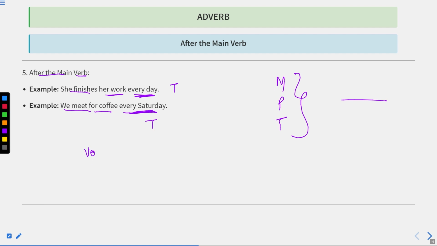So time comes after the verb and the object. First we have the verb and then the object, and after that we have adverb of manner, adverb of place, and adverb of time. Oh, and many times quantity as well. However, quantity can come before as well as after the main verb.